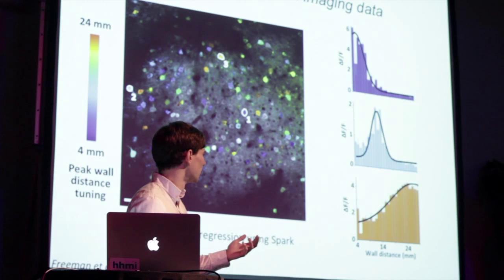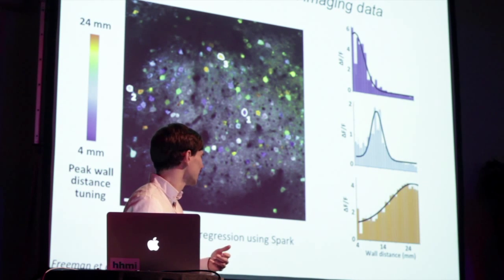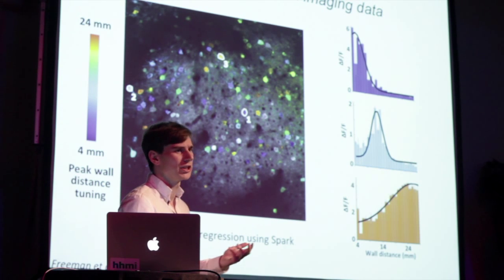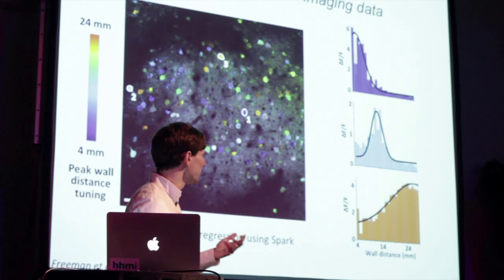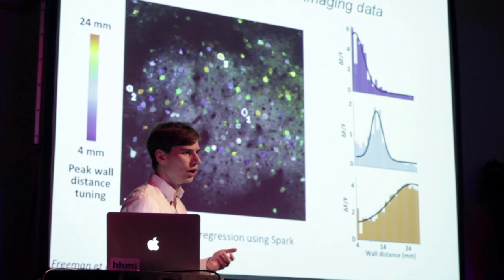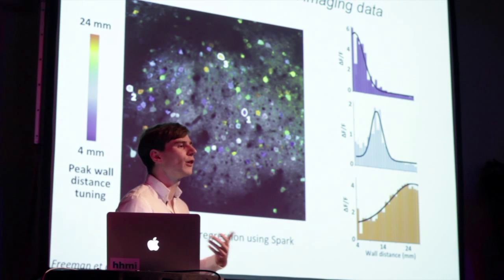The middle example, that is the lighter blue, is tuned to more intermediate distances. And then this orange example actually gets inhibited by further distances. And so the imaging methods are nice because you can assess the activity of many, many more neurons simultaneously. But what you then want to do is follow this up.